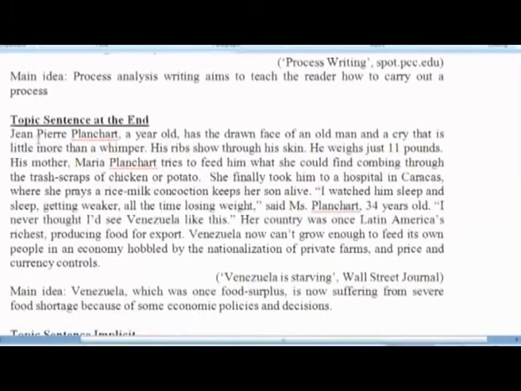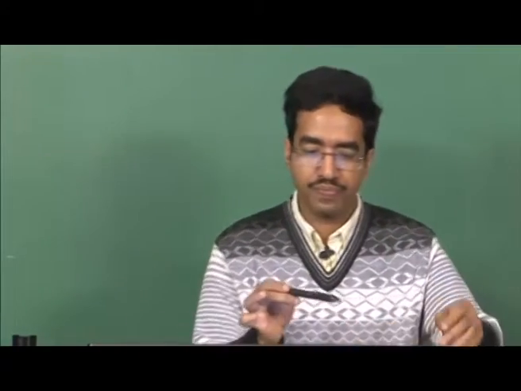Okay. Now, we look at the second example. I mentioned earlier that usually topic sentence appears at the very beginning of a paragraph, but that is not the case always. Sometimes topic sentence might appear at the end as well. So, let us look at this example.